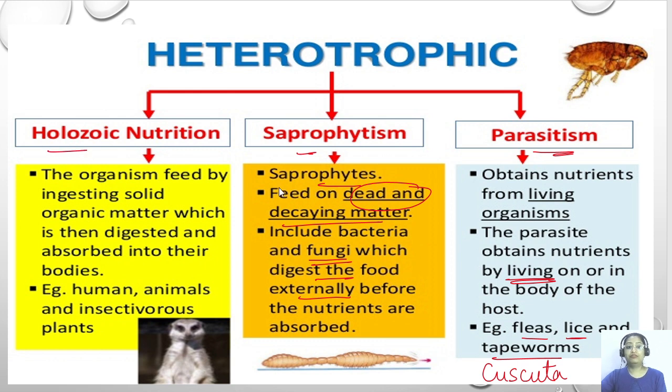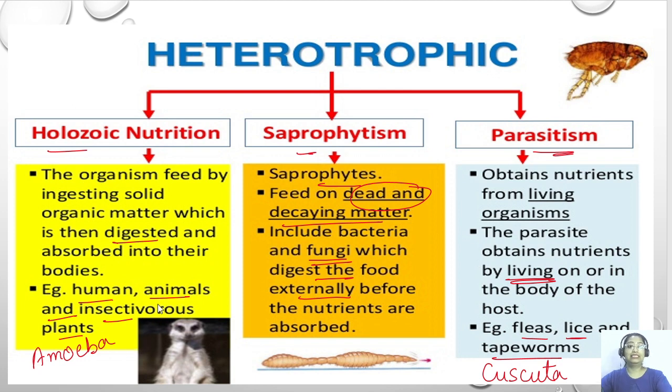Now next is the very important one, which is the holozoic mode of nutrition. In this type of nutrition, the organism is eating the complex food material, then breaking it down into simpler form by the process of digestion and then absorbing it into the body. Okay. Now, examples: humans, different animals like cat, dog, cow, and insectivorous plants. Amoeba is also a parasite, sorry, holozoic mode of nutrition. Amoeba is a unicellular organism, but it is following the holozoic mode of nutrition.